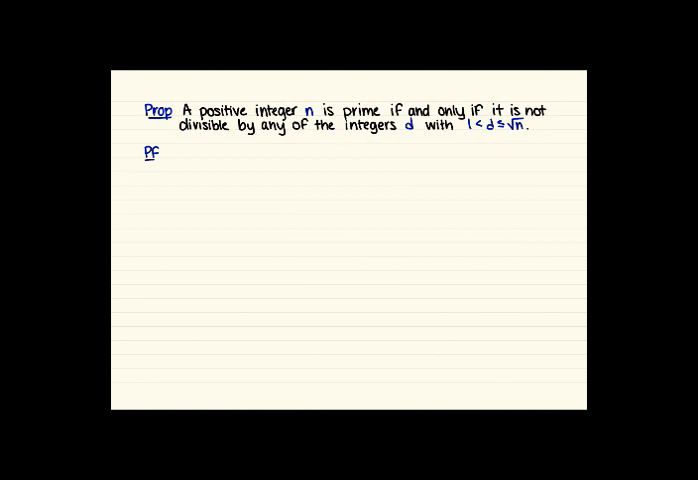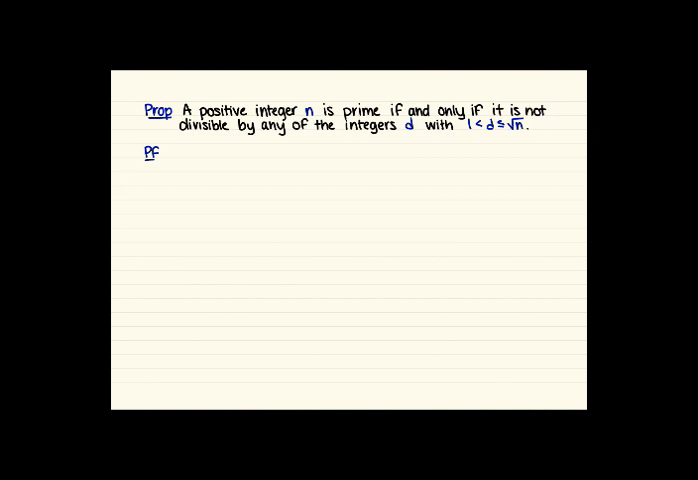We've got this kind of slick test for being able to tell if an integer n is prime. So a positive integer n is prime if and only if it is not divisible by any of the integers d with 1 less than d less than or equal to square root of n. So in order to check if something is prime, we actually only need to check for divisors up to the square root of that number, rather than checking everything less than the number.